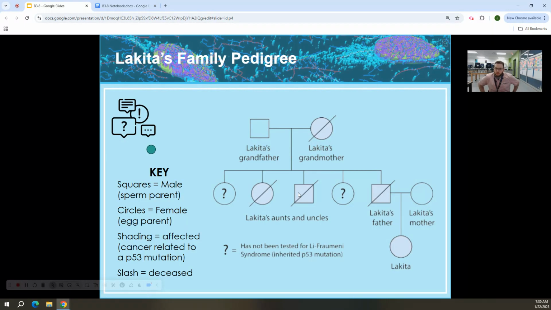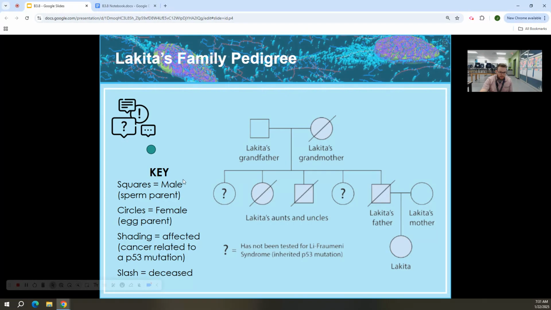So we're going to look at a pedigree to help us track how something like Li-Fraumeni is passed down generationally, from Lakita's grandparents to her parents to her. Pedigrees can be kind of difficult, kind of hard to conceptualize. So I'm going to go through it. You might need to pause the video a couple of times, might need to slow it down, might need to come back to things. That's okay. This is something that can be a little more conceptually difficult to work through, but we're going to work through it together.